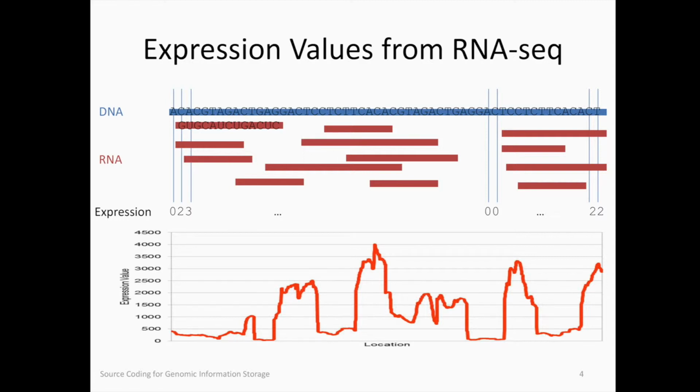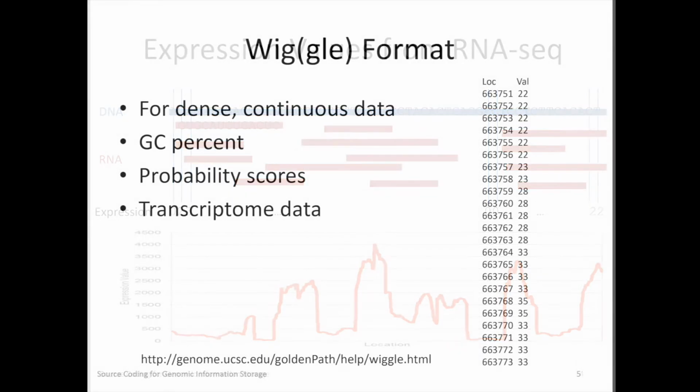So now you get a whole sequence of integers that we call the expression sequence. And you can draw a sequence that would look something like this. And this sequence tells me how abundantly a particular location on the DNA will be translated into an RNA. And this is very useful information, so we're going to process this type of data.